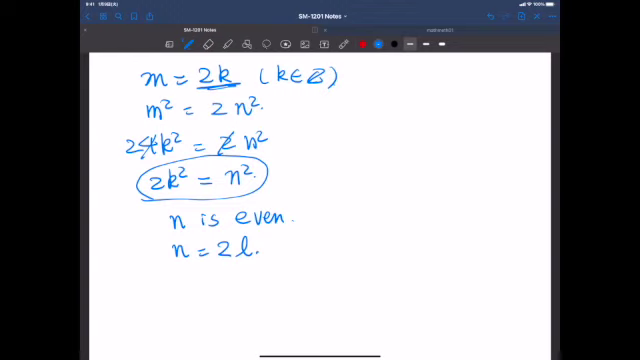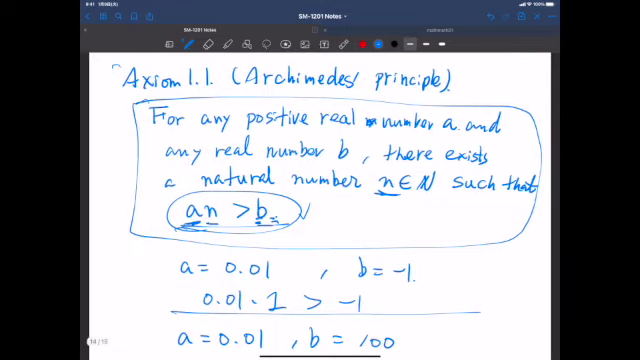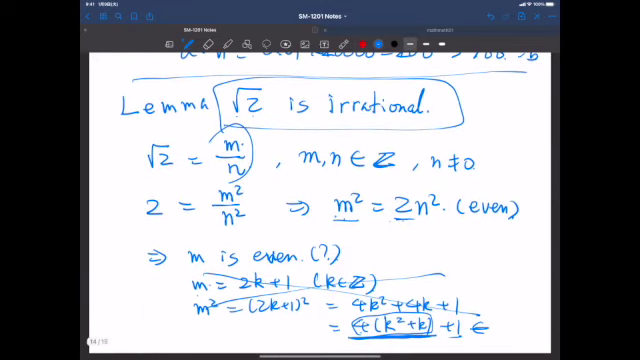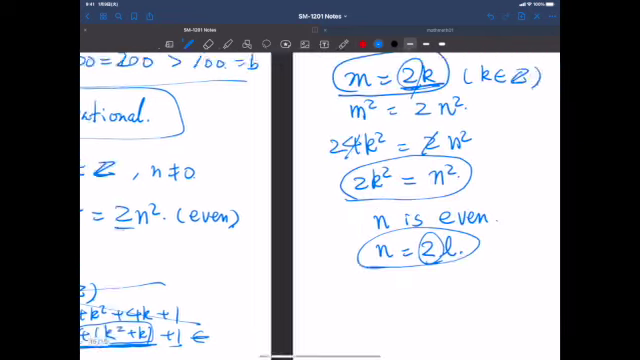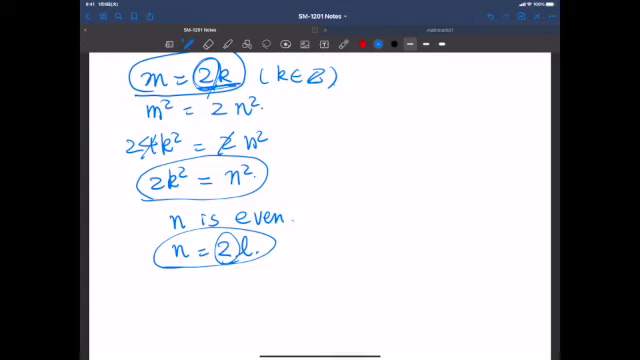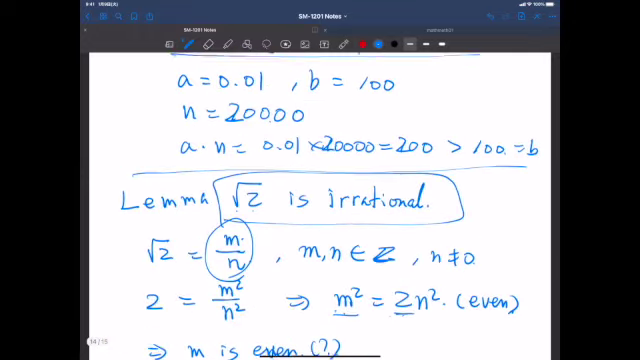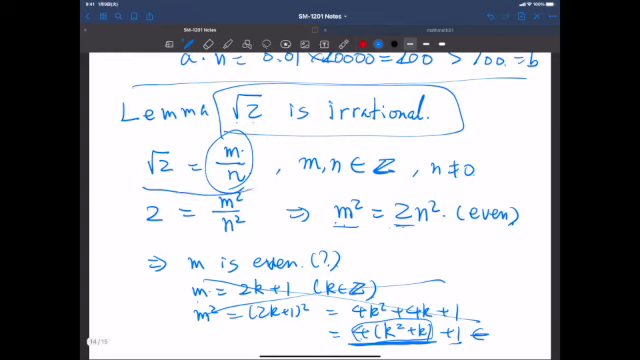Now, this is a contradiction. Why? Because m is a multiple of 2 and n is a multiple of 2. But in the beginning, we assumed that this is already reduced, so that means they didn't have a common divisor. But we have a common divisor, that is 2. So this is a contradiction. Therefore, our original assumption was wrong, and that original assumption was that square root of 2 is a rational number. So the proof is done.